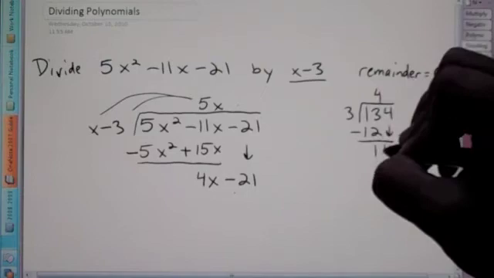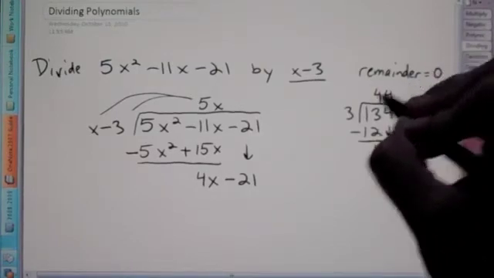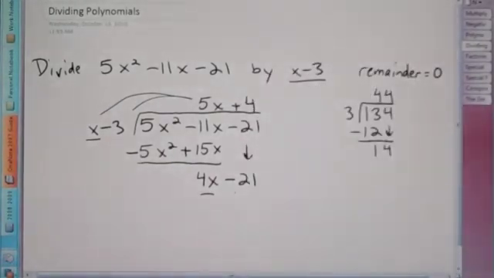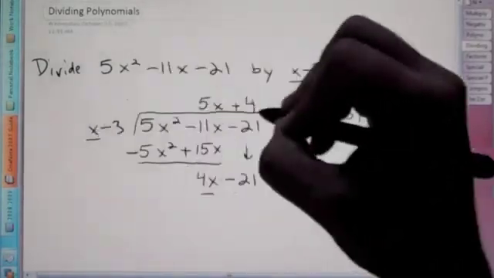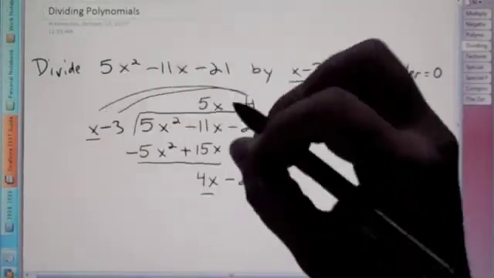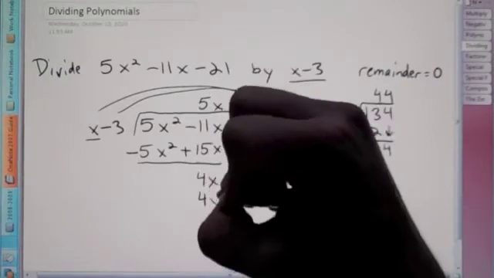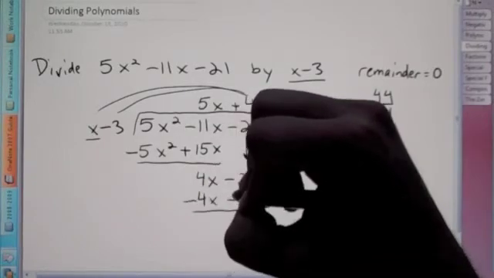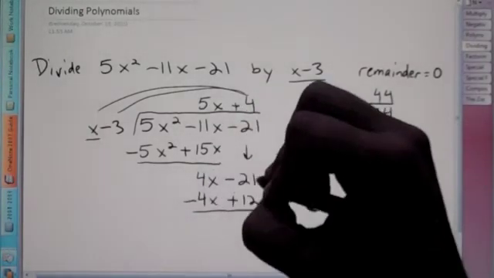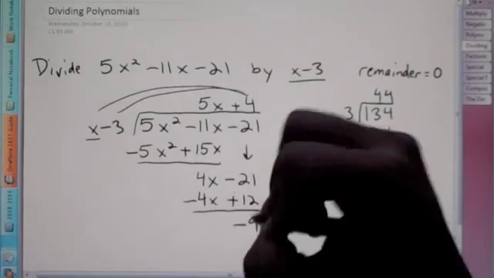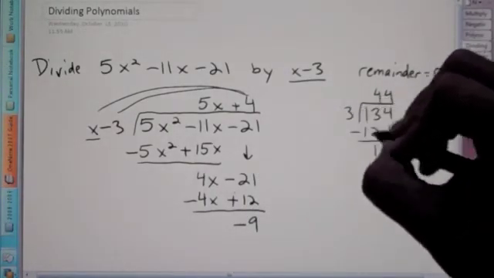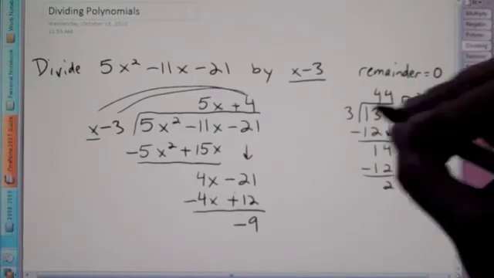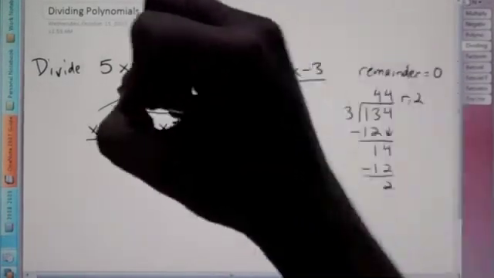Same thing. How many times does 3 go into 14? 4 times. How many times does x go into 4x? You have to multiply it by 4 for that to take place. Now, the same steps. We're going to distribute the 4 to both terms. So you get 4 times x, which is 4x, and 4 times negative 3, which is negative 12. And again, switch the symbols, because we're going to subtract. Negative 21 plus 12 is negative 9. Here, 4 times 3 is 12, and you subtract and you get 2. You get a remainder of 2 on this problem. Same thing here, remainder of negative 9.